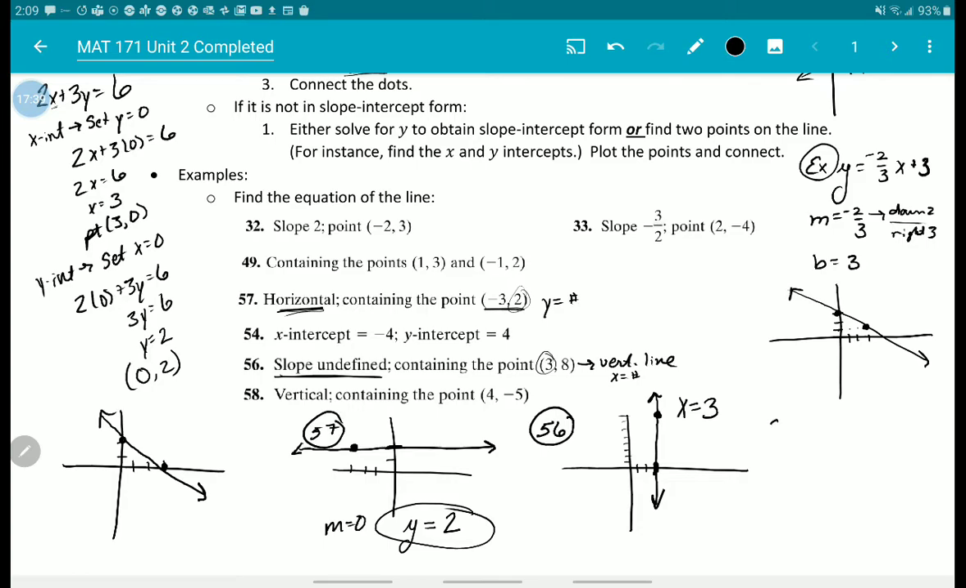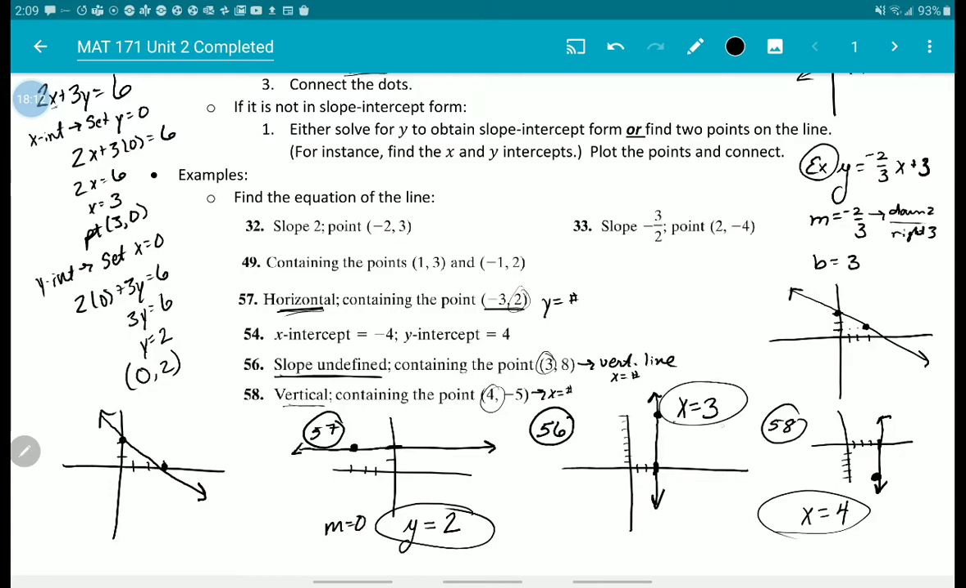And then 58. We want a vertical line containing that point. Vertical means it has to be x equals something. If we're going through the point 4, -5, and we want to be vertical, then it's going to have to look something like that. So what would that x value have to be? Well, in this case, it would have to be equal to 4. So we've got the line x equals 4.